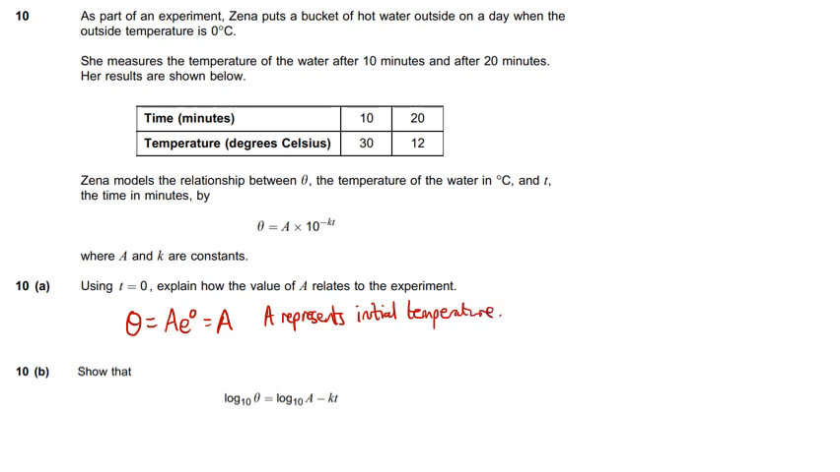Right, second part is just doing some simple stuff with logarithms. So I need to take log base 10 of both sides of the equation. So log base 10 of theta is equal to log base 10 of A times 10 to the minus kt. I've got a product of A times the base 10 bit, so I can split that up into a sum of logs.